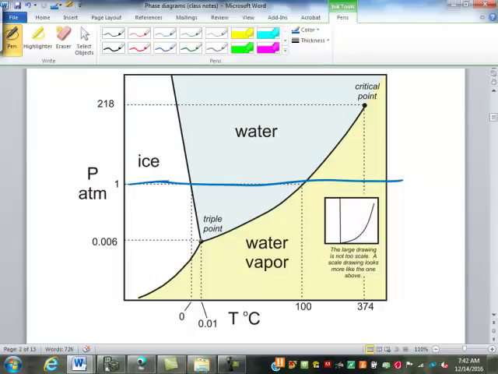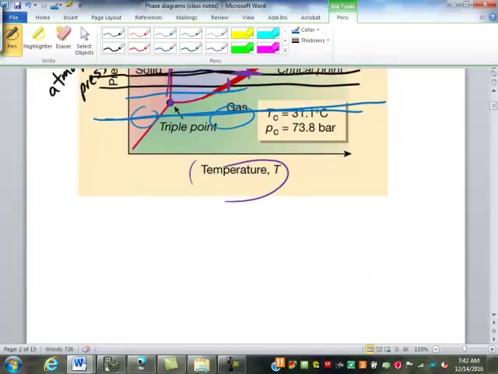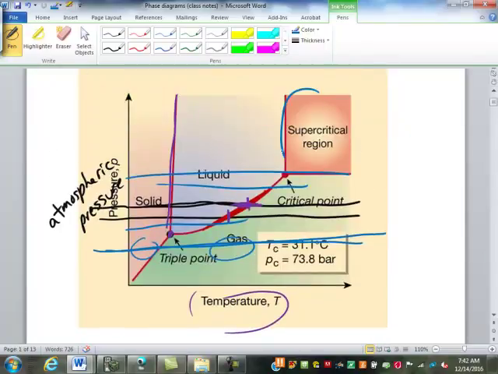The triple point for water is at 6 thousandths atmospheric pressure. So it's less than 1% of standard atmospheric pressure. It would have to be sucked down that far. See, there's something called a supercritical point up here. You saw it up here, the supercritical region. If you get it to a high enough temperature and a high enough pressure, it cannot expand into a gas.